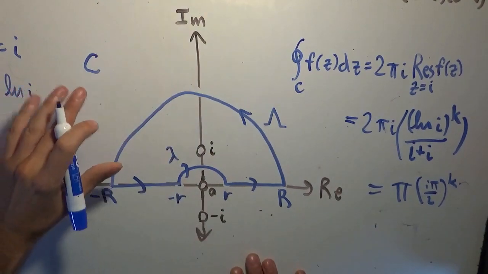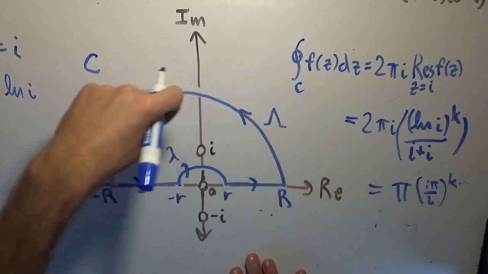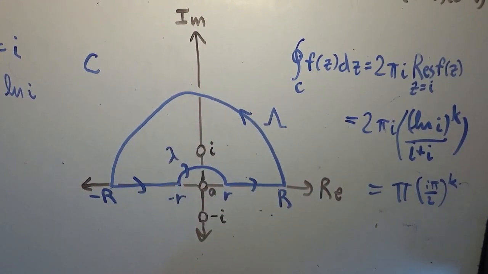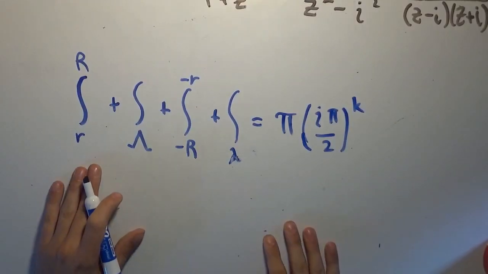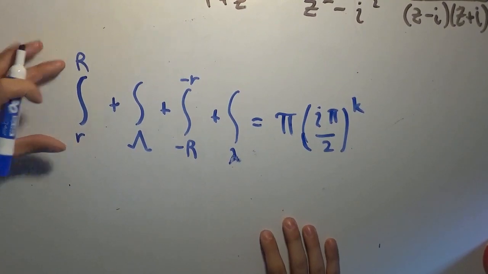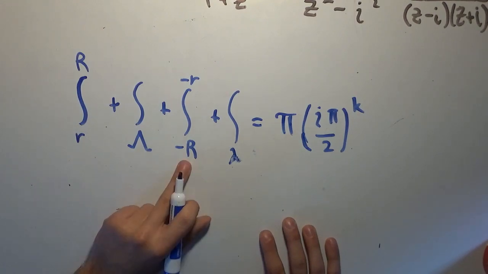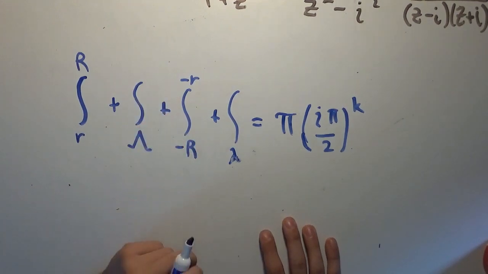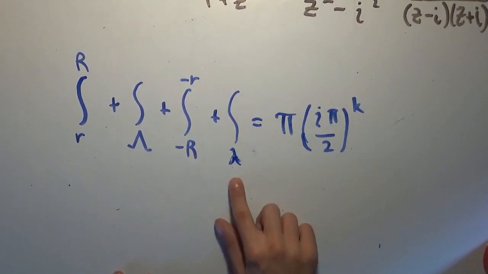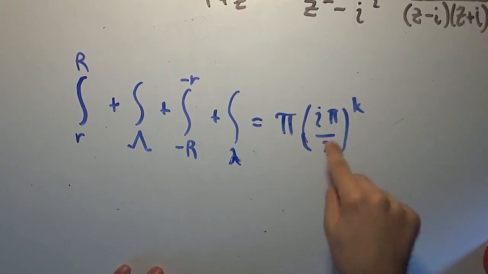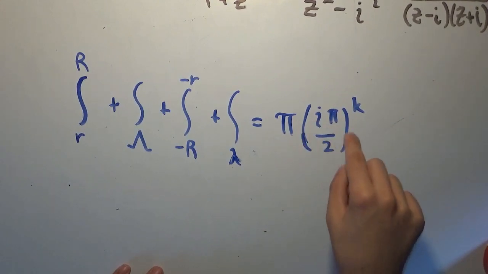So I'm going to erase this drawing now. I'm going to write this whole contour integral in terms of the integral over the 4 pieces, right? The 2 straight parts and the 2 semicircle parts. Okay? And I'm going to set it equal to that because that's what we're going to end up with. So this is how I've written it. We have the integral over the first horizontal part from little r to big R. We have the integral over the larger semicircle that we called capital lambda. We have an integral over the second horizontal part from negative big R to negative little r. And we have the integral over the smaller semicircle that we called little lambda. And we understand using Cauchy's residue theorem that this must be equal to this, pi times the quantity (i pi over 2) to the power of k.